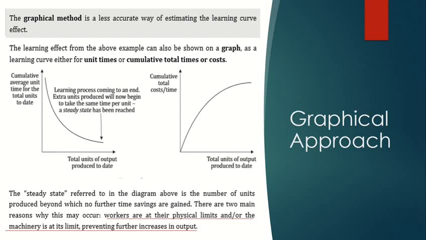So here you can see the learning curve effect from the above example can be shown on a graph as a learning curve, either for unit times or cumulative times or cost. So here we can show this graph either on a unit time basis or on a cumulative time basis. In the second one you can see it is based on the cumulative time. Here this is the cumulative average time.